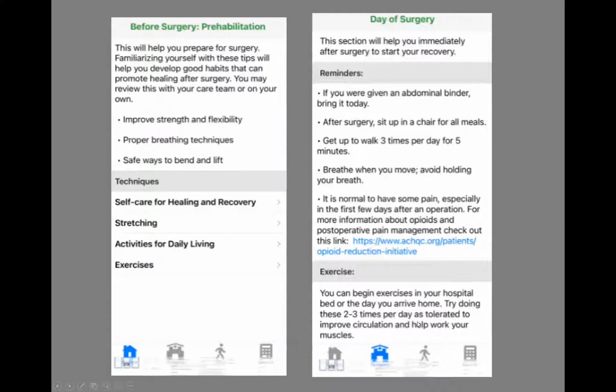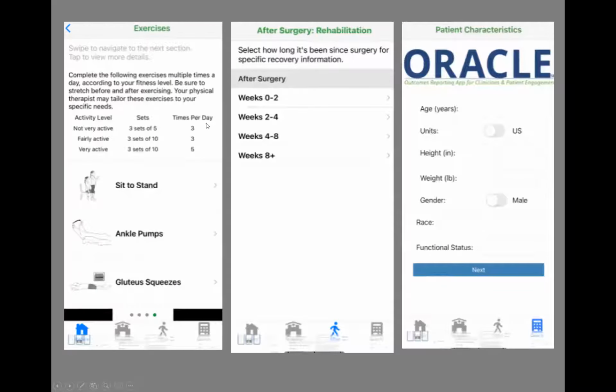And this is just some of the screenshots. I apologize for being a little blurry here. This is just a screenshot on my phone that I sent to myself to put on a slide. That's why it's slightly blurry. But when you get onto the app, it gives information about before surgery, rehabilitation, and information about self-care, stretching, activities of daily living and exercise, and then also on the day of surgery, reminders, and exercise after the surgery, rehabilitation. How many of us have gotten questions about, oh, when can I do what? I'm like, okay, you can just go use the app.